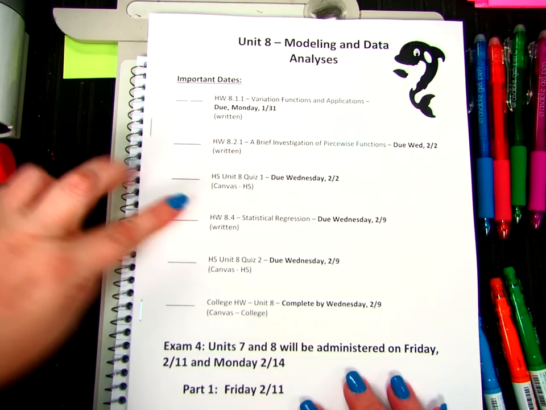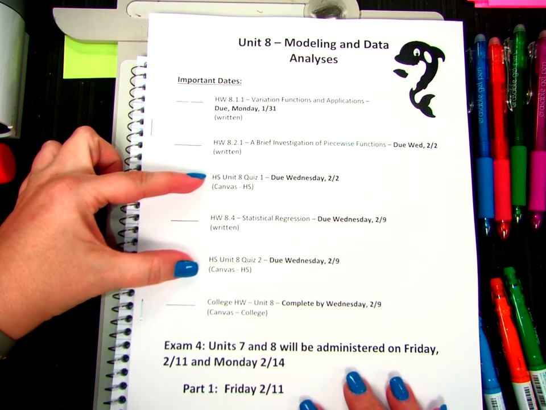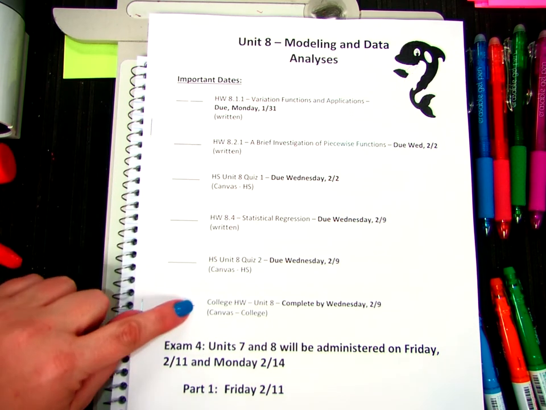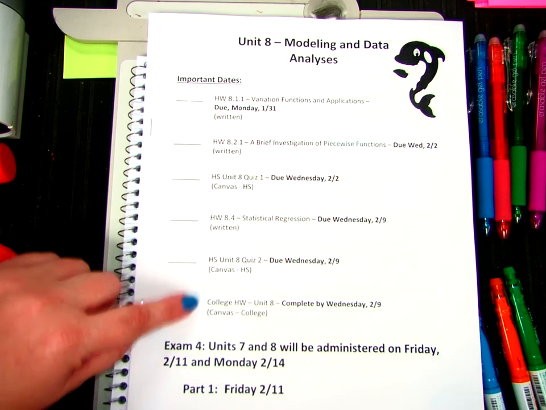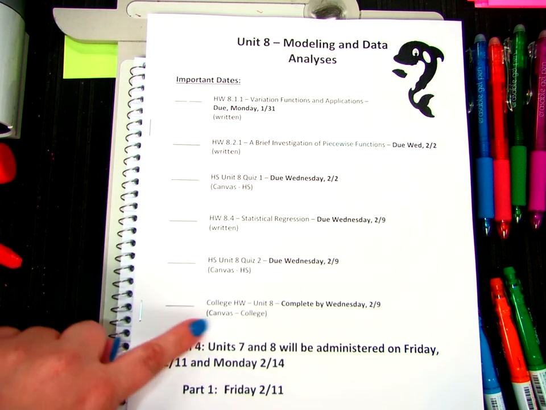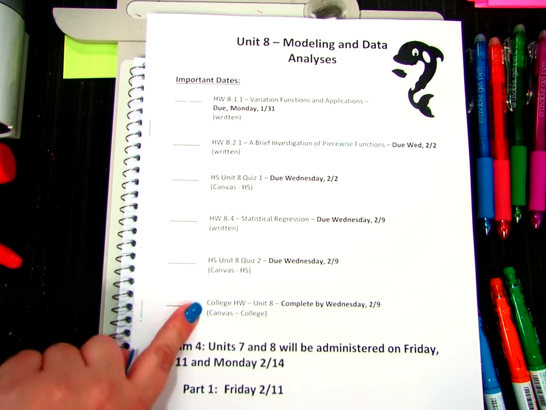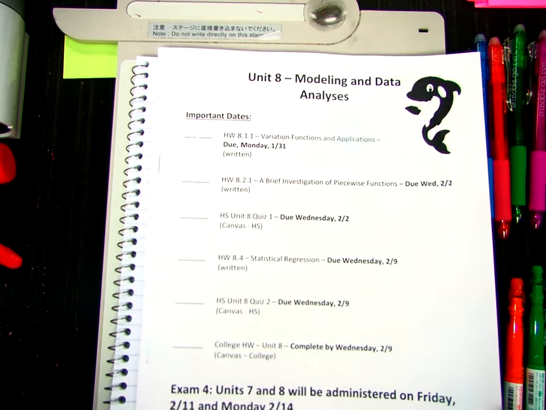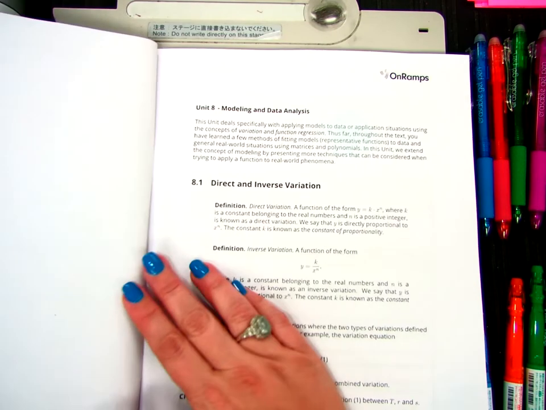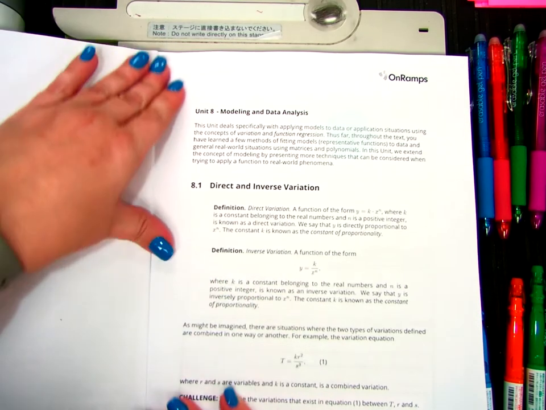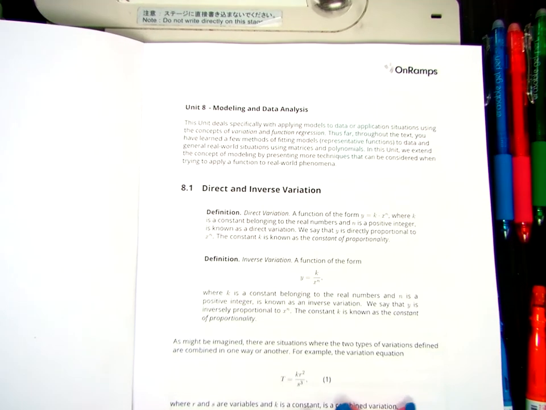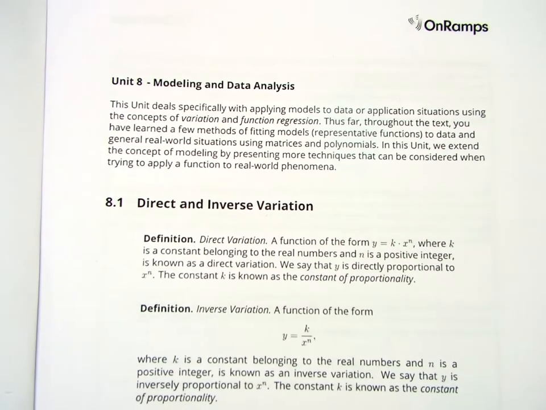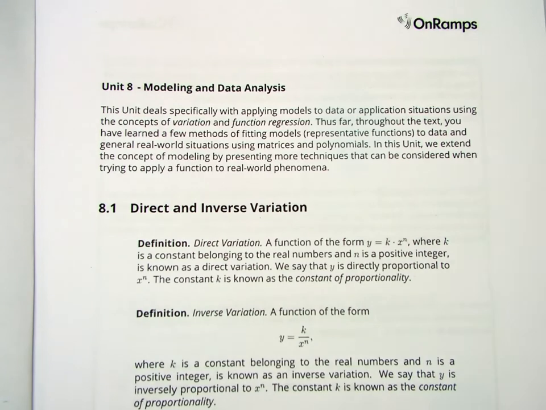Notice there's not as much in this unit. You only have 2 Canvas quizzes on the homework side, on the high school side. And then there's only 1 college homework. It's after you've learned everything, so it'll cover everything. So don't do the college homework until we've gone through everything in the packet. We're going to start with modeling and data analysis, and a lot of this you did actually in Algebra 2, which I know some of us learned remotely, so we need a better foundation.